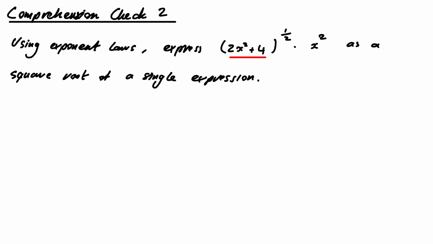X squared is always greater than or equal to 0. 2x squared is always greater than or equal to 0 because the square of any number is always non-negative. And then plus 4 definitely makes the entire expression greater than or equal to 4. So no problems with the square root there.